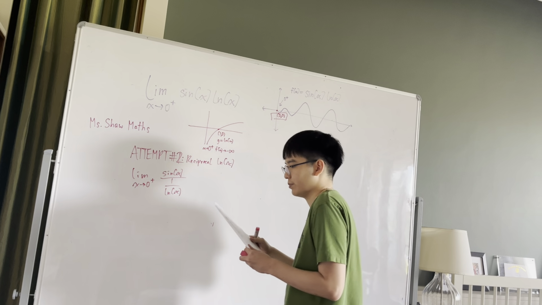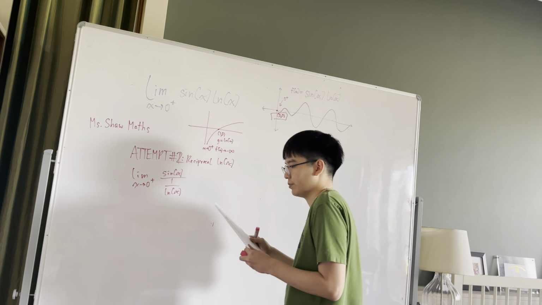And if we go to L'Hopital one time, this becomes cosine of x over minus 1 over ln x squared times 1 over x. And now we're going to do something very similar to what we did in the previous problem, which was apply the compound fractions swapping trick.